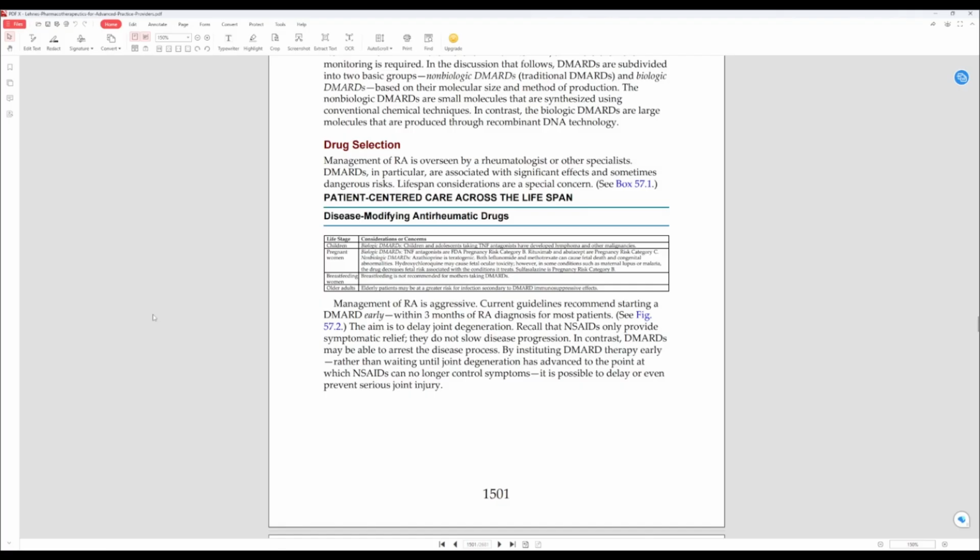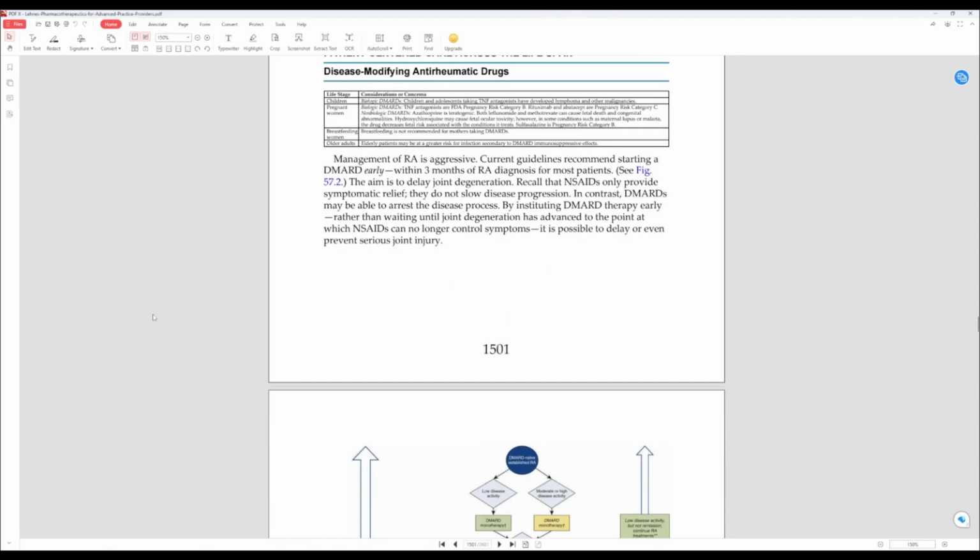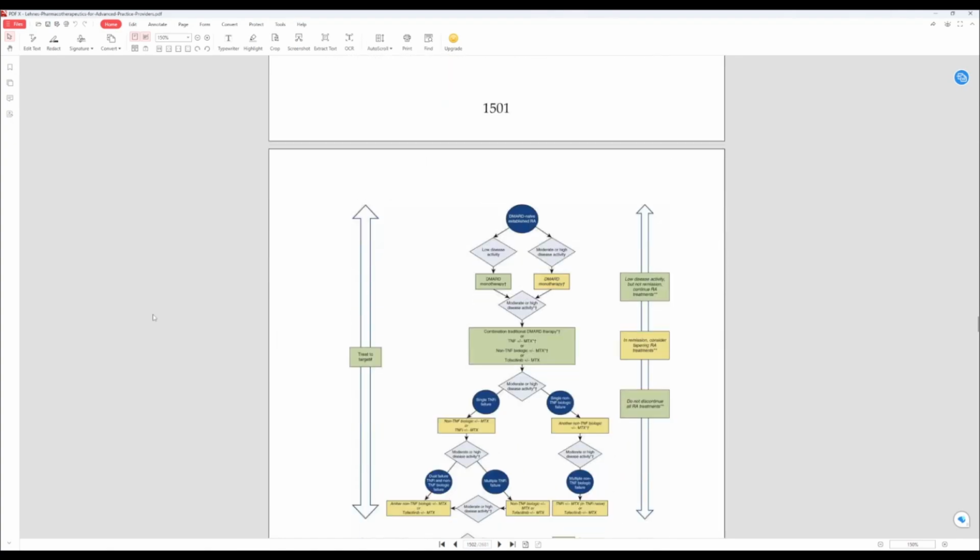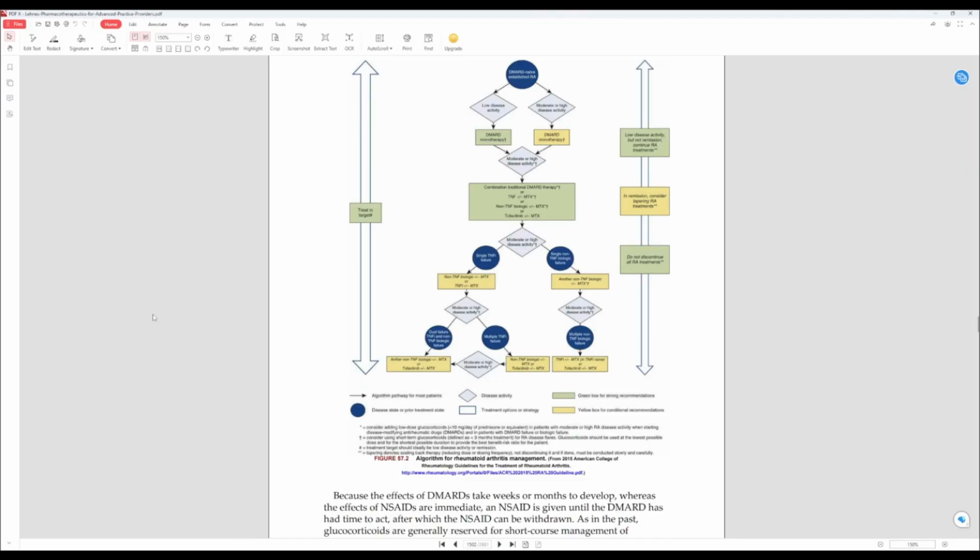By instituting DMARD therapy early, rather than waiting until joint degeneration has advanced to the point at which NSAIDs can no longer control the symptoms, it is possible to delay or even prevent serious injury. So here is a perfect time to hit pause so that you can see the algorithm for the rheumatoid arthritis management.